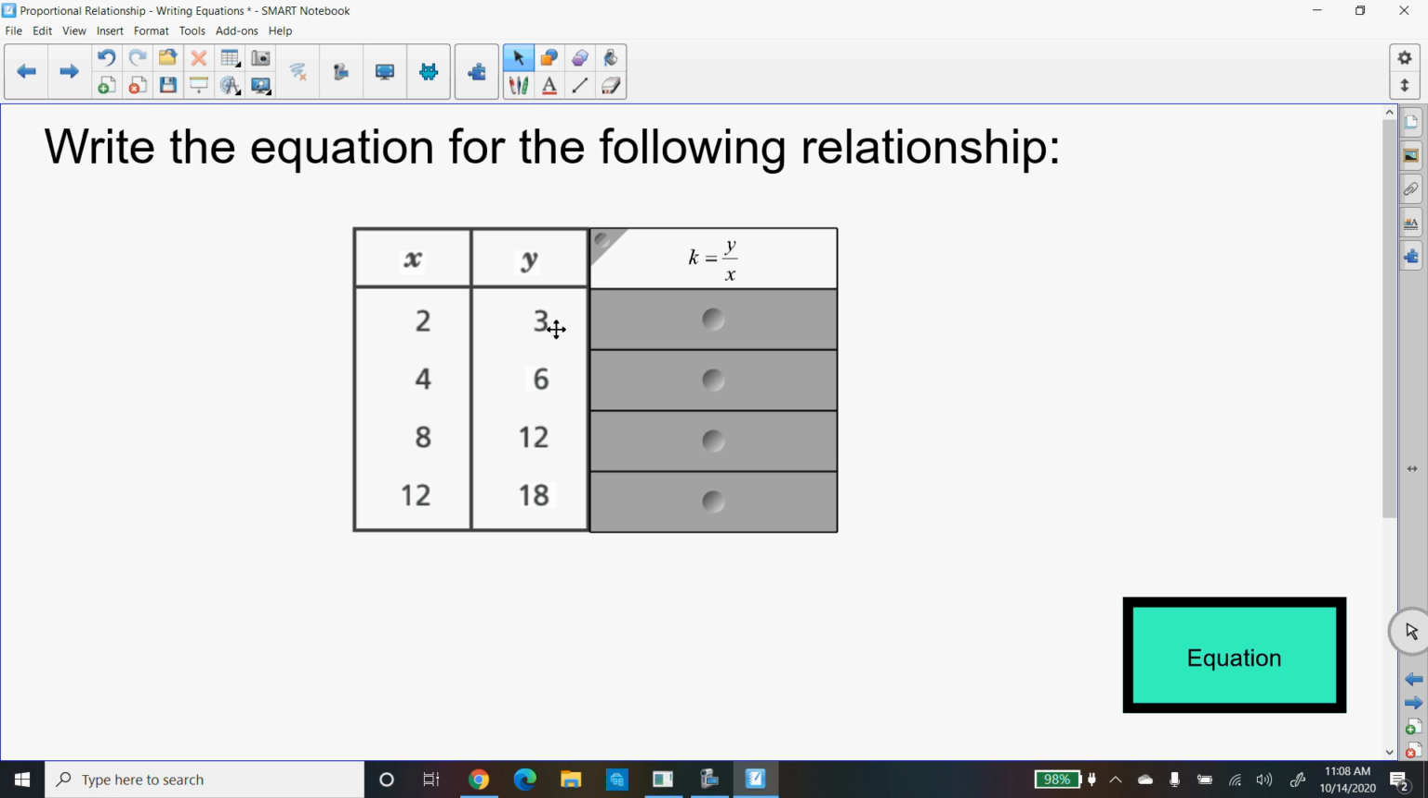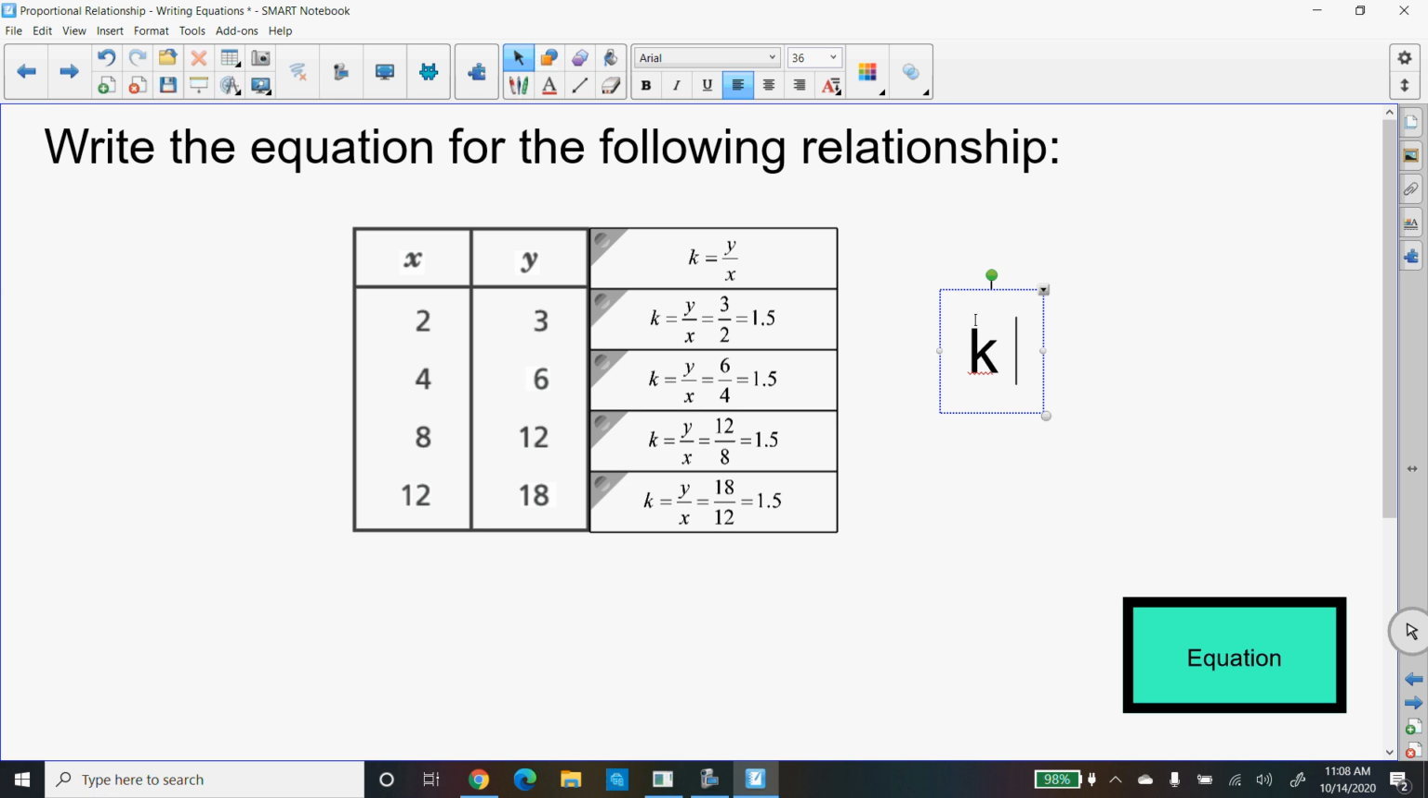So I get 3 divided by 2. That is equal to 1.5. So 3 over 2, 1.5. Now I'm going to take 6, divide that by 4. 6 over 4, that's also equal to 1.5. All right, let me try 12 divided by 8. 12 divided by 8, that's also 1.5. And guess what the last one is going to be? If you said 18 over 12, which equals 1.5, you are correct. So your K value equals 1.5.